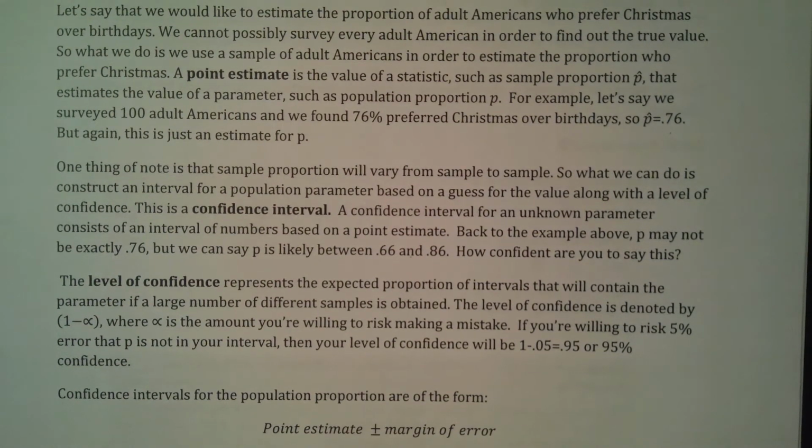The level of confidence represents the expected proportion of intervals that will contain the parameter if a large number of different samples is obtained. The level of confidence is denoted by 1 minus alpha, where alpha is the amount you're willing to risk in making a mistake. If you're willing to risk 5% error that P is not in your interval, then your level of confidence will be 1 minus 0.05 or 95% confident.